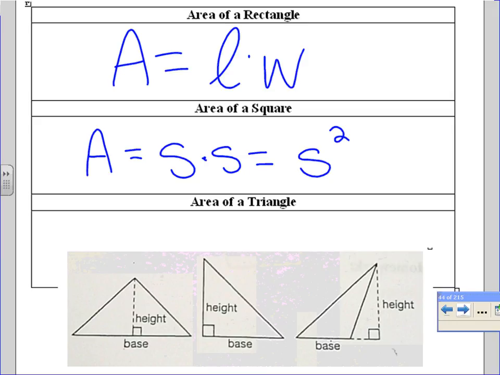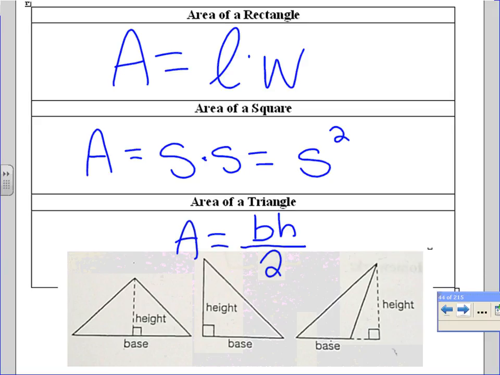Okay, and then a triangle, Drew. Just base. Good. Base times height divided by 2. I usually say 1/2 base times height, but base times height divided by 2 is fine. I know a lot of you guys prefer that. So why do I have these pictures here?